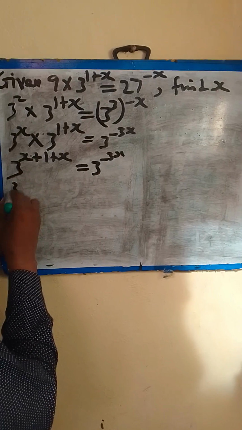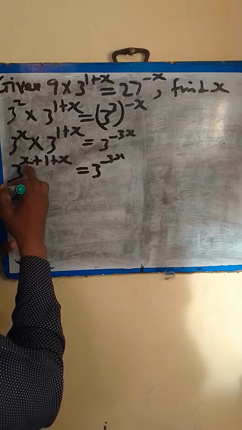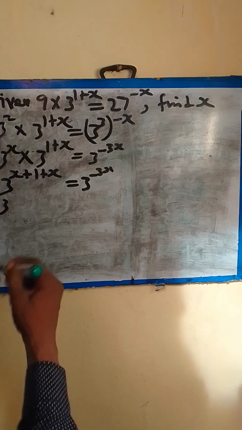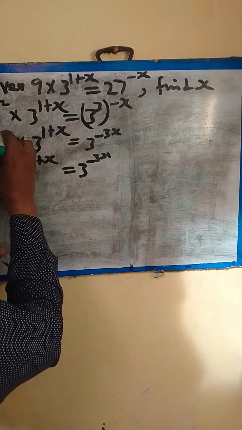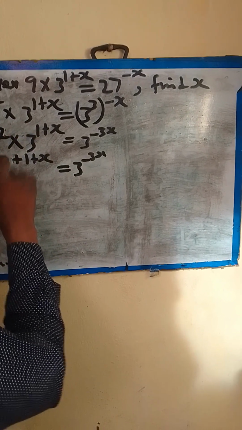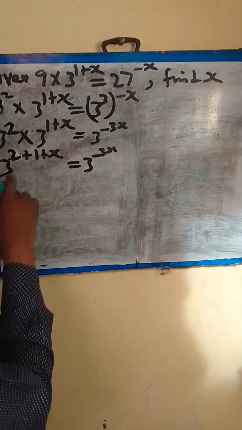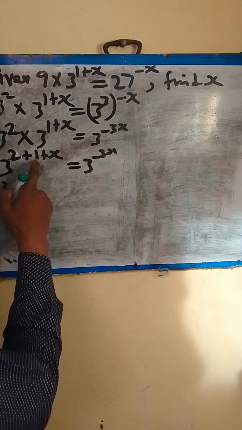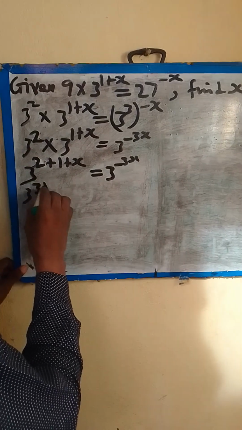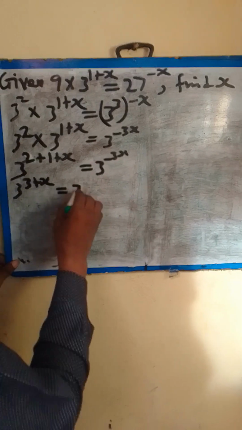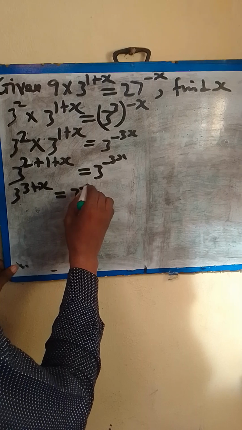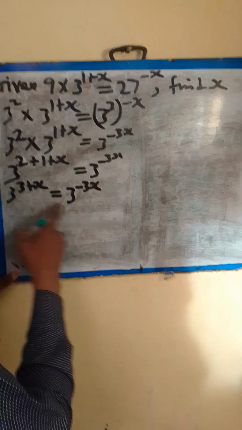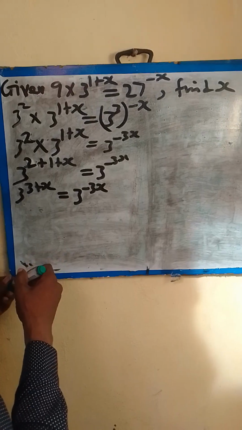So when we add, no, sorry, here is 2. We have added the powers, so it becomes 2 plus 1 is 3, plus x is equal to 3 raised to power 3x. So from here, the bases are the same.